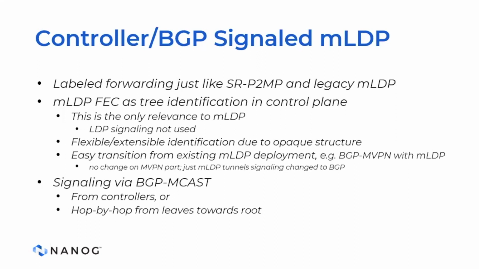Another benefit of using MLDP FEC as tree identification is that MLDP FEC has this opaque structure, so it gives you a lot of flexibility and extensibility when it comes to identify a tree. Now, the signaling of MLDP tunnel using BGP multicast can actually be done either from controllers or using the traditional hop-by-hop signaling from leaves towards the roots.